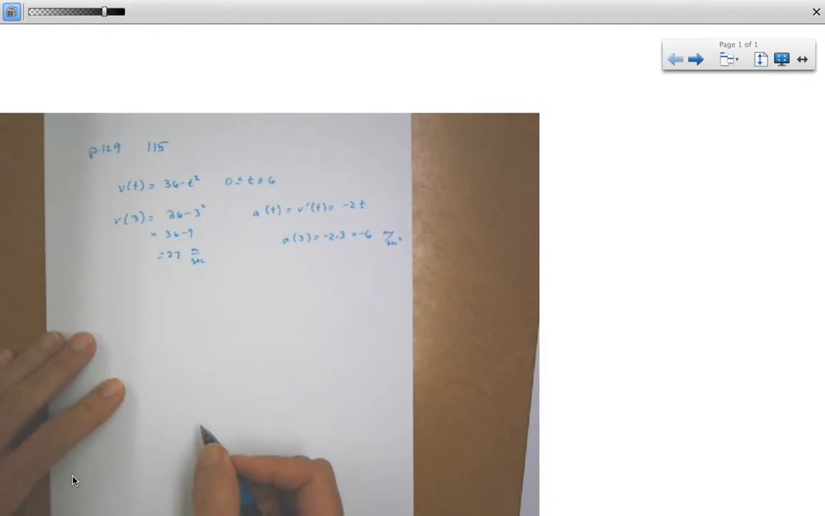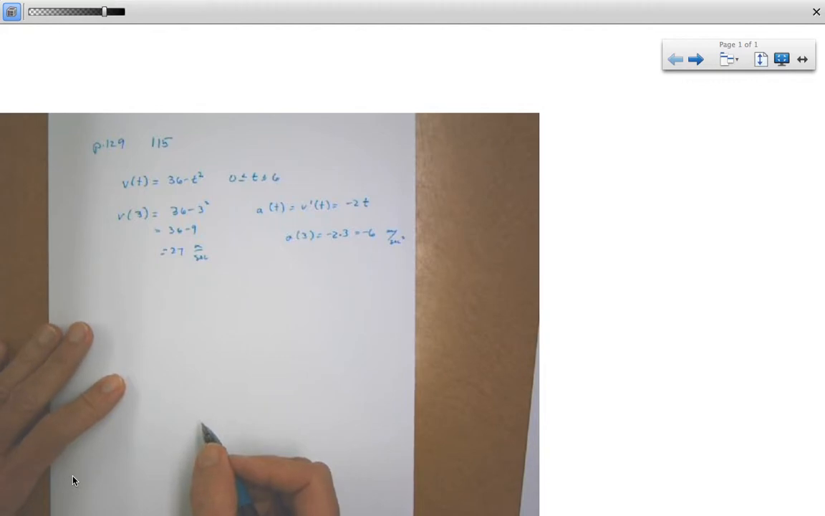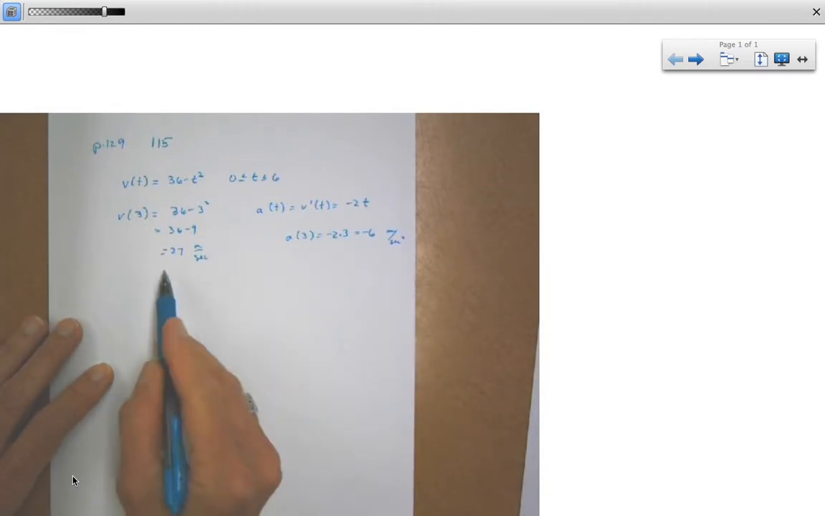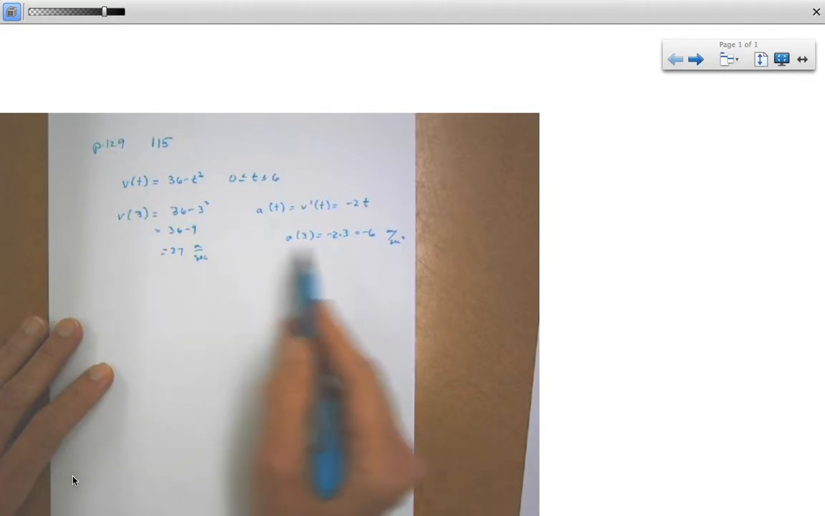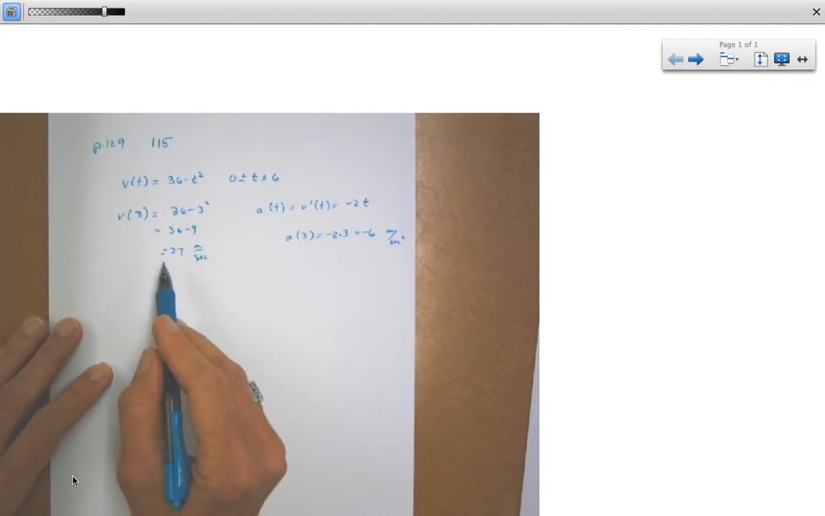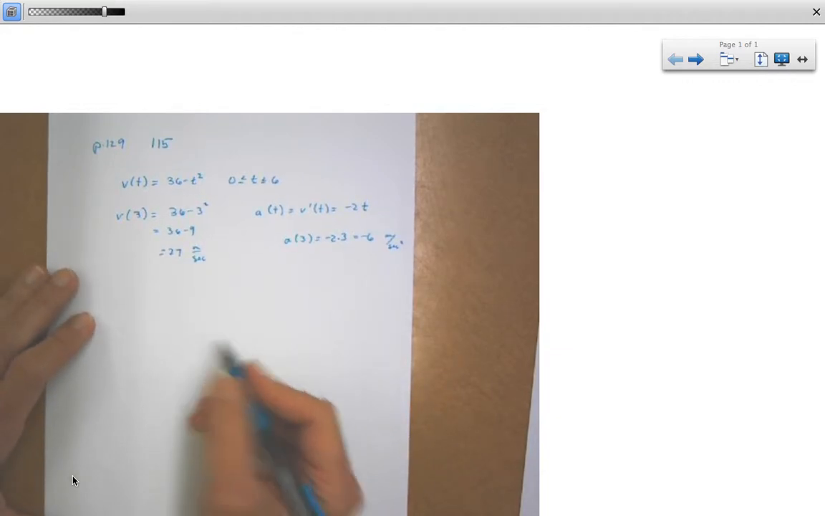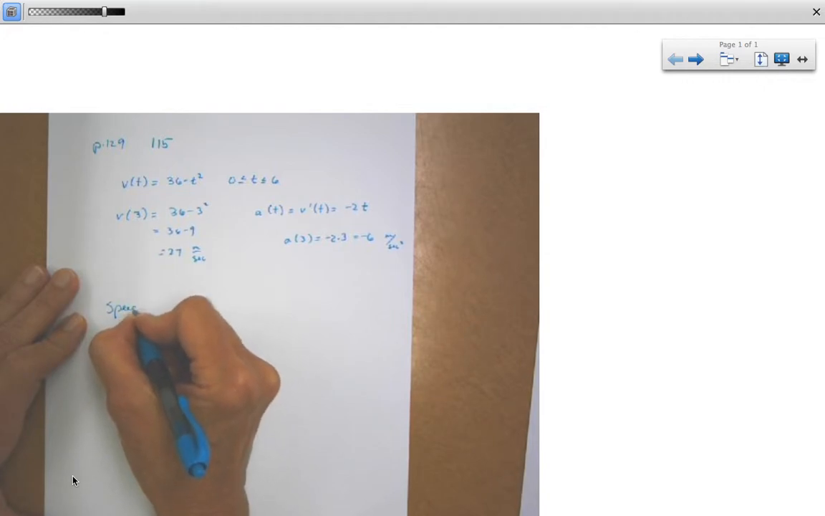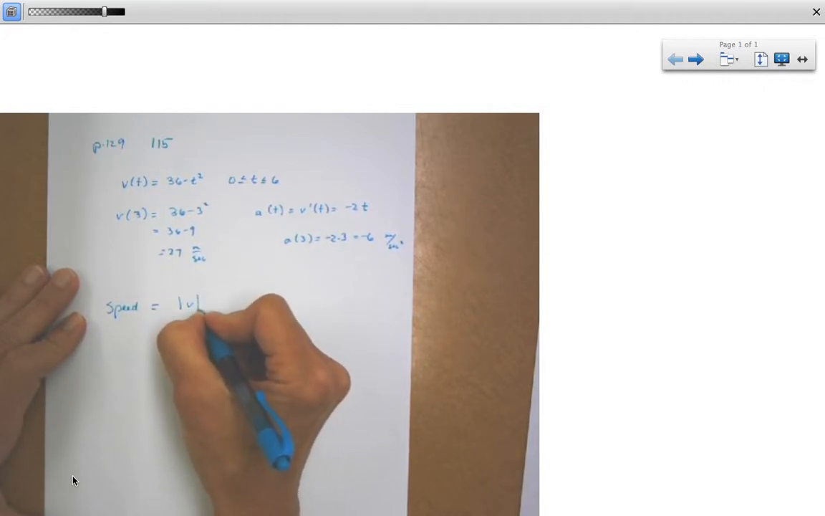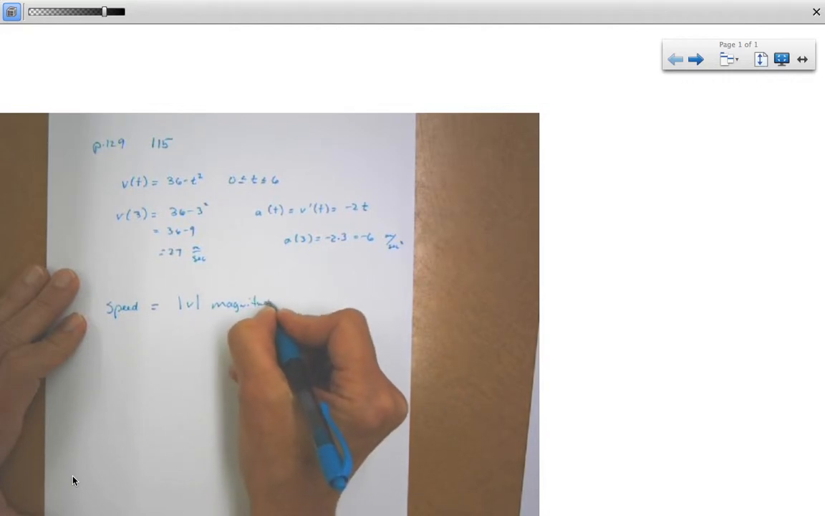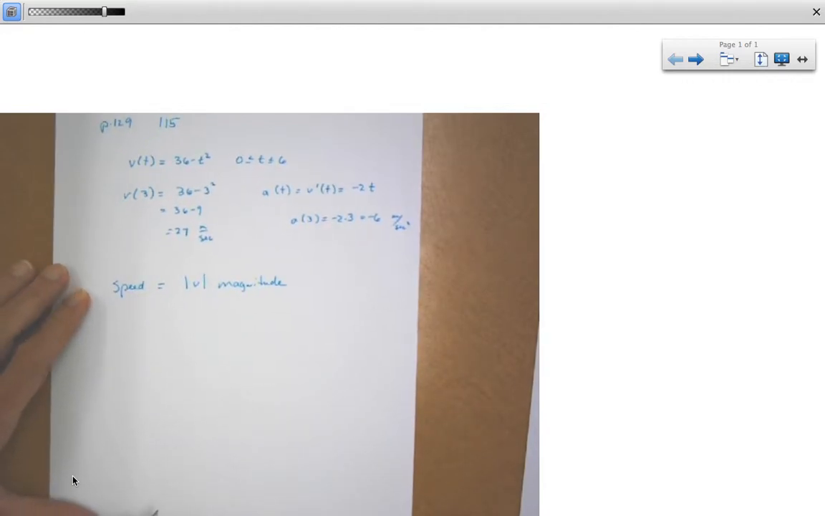Okay, then it asks you about speed. Well, the relationship between speed when you have velocity and acceleration: acceleration is the rate of change of your velocity. If you know more about your rate of change and the value of velocity, then you can make some conclusions about the speed. Now, we already talked about speed equals the absolute value of velocity. This just represents its magnitude. It doesn't tell us whether it's speeding up or slowing down.